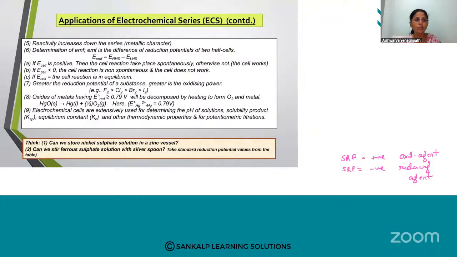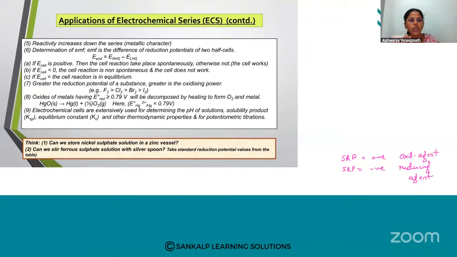Determination of EMF. Determination of EMF is what? EMF is the difference of reduction potentials of the two halves. EMF and E cell, cell potential. When do we say cell potential and when do we say EMF, I've told you. When no current is drawn, it will be EMF. When some current is drawn, it is cell potential.